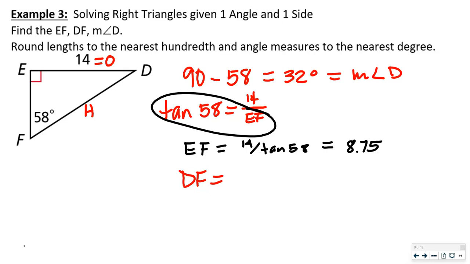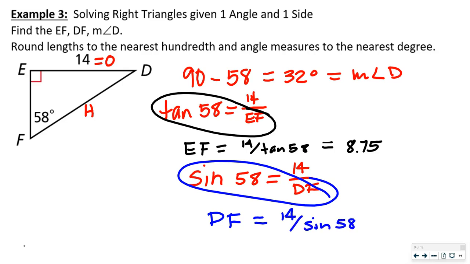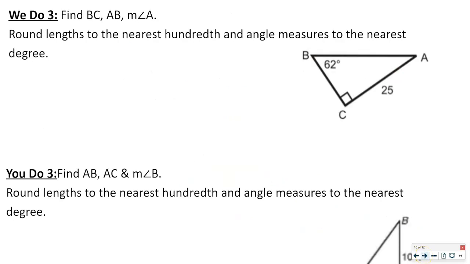So we're looking for DF now. We're going to do sine of our 58 equals opposite, which is 14, over DF. Once again, these things swap. So we're going to have DF equals 14 divided by the sine of 58. And when we do that, we get 16.51.